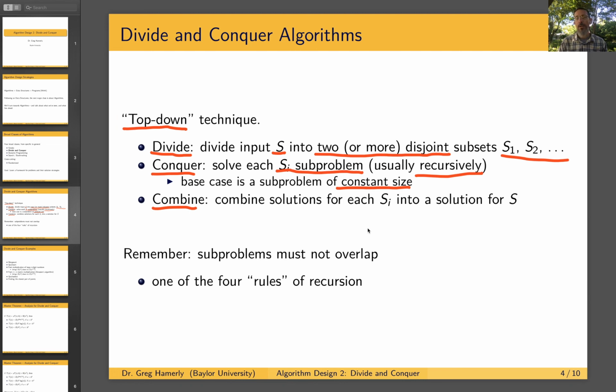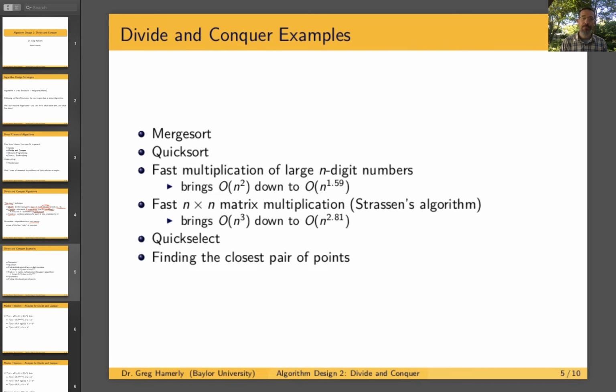And an important point in all divide and conquer approaches is that the subproblems must be disjoint. They must not overlap. If they overlap and we're solving, under two subproblems, some overlapping portion of the problem, then we're doing the same work twice or more than twice. And this is what we call one of the four rules of recursion, the compound interest rule, as our textbook calls it, that we want to avoid doing the same work more than once. When we talk about overlapping subproblems, that's actually in the next lecture on dynamic programming.